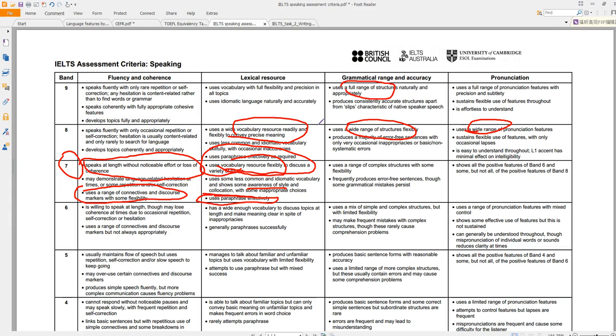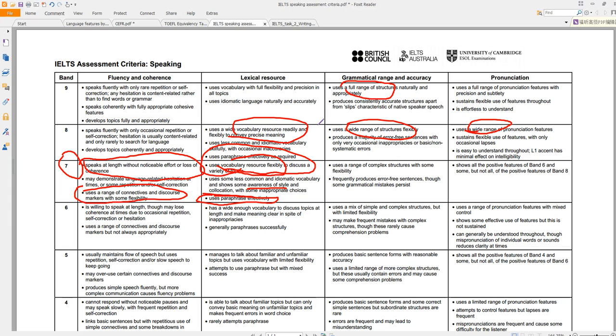Because the examiners, when they're assessing both your writing and speaking, have a criteria table. They have a table, and they are looking at it and they're listening, reading, to see if you give them what they want to give you a particular score.